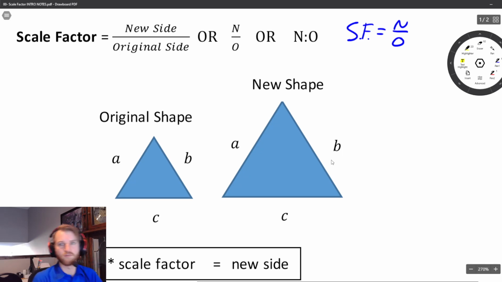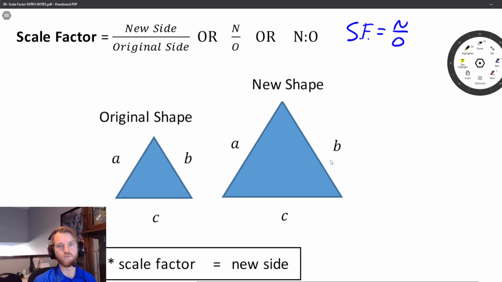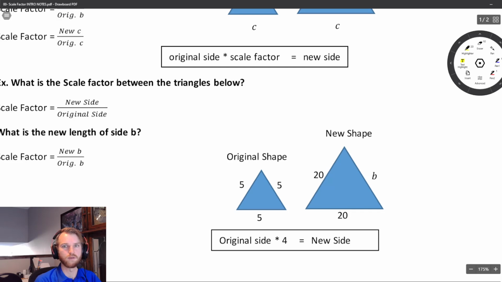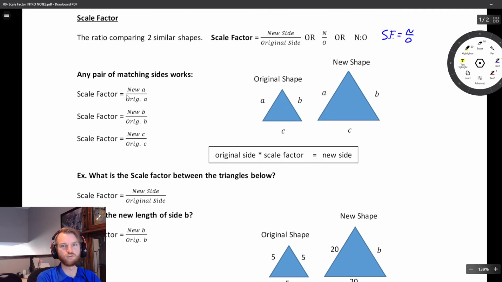Once we have our scale factor, once we've figured it out, then we can use that to find the lengths of the new shape. So let's do an example of what I mean. If I scroll down, this stuff here was just showing us that you can find the scale factor by dividing the pairs of A's or the B's or the C's. All three of those ways would be the exact same.